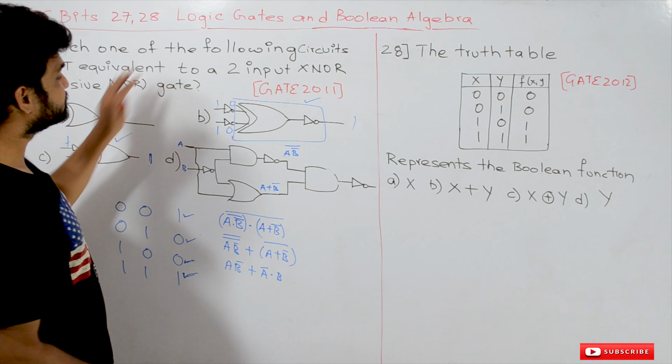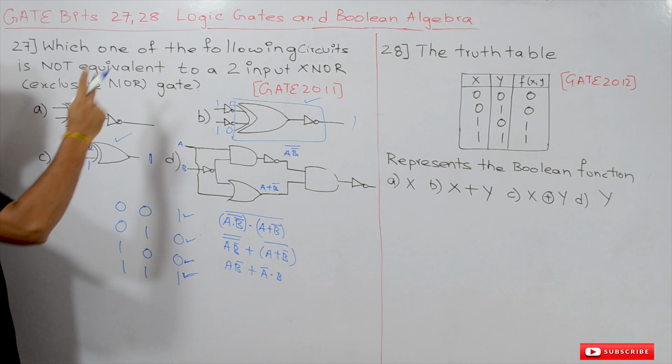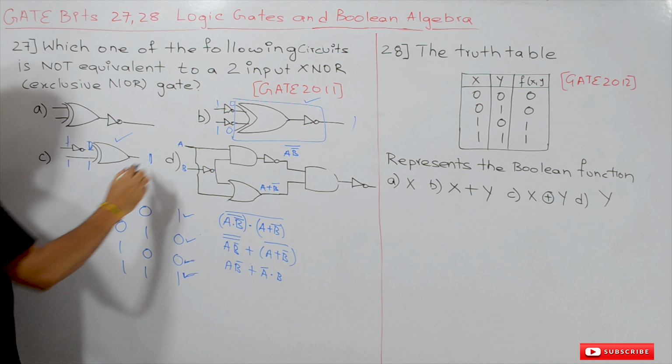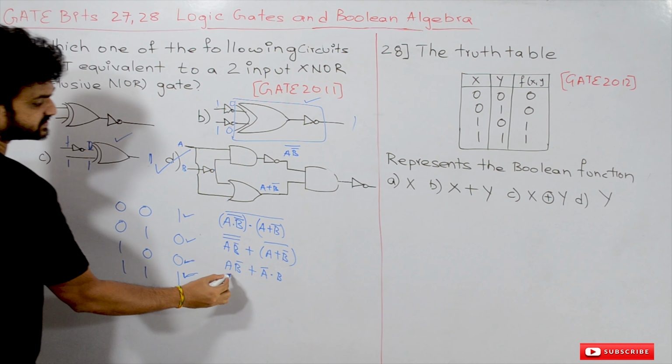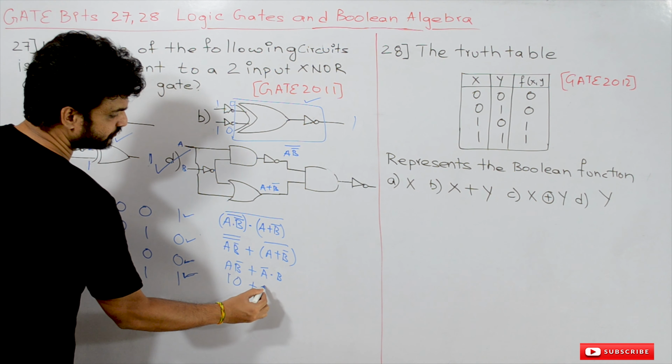So which among these circuits is not going to be a two input XNOR gate? That is D, because D is XOR. XOR means this is going to be true for 1 0 and 0 1. So if any one of that is there, this is going to be the expression for XOR. So the final answer is this one.